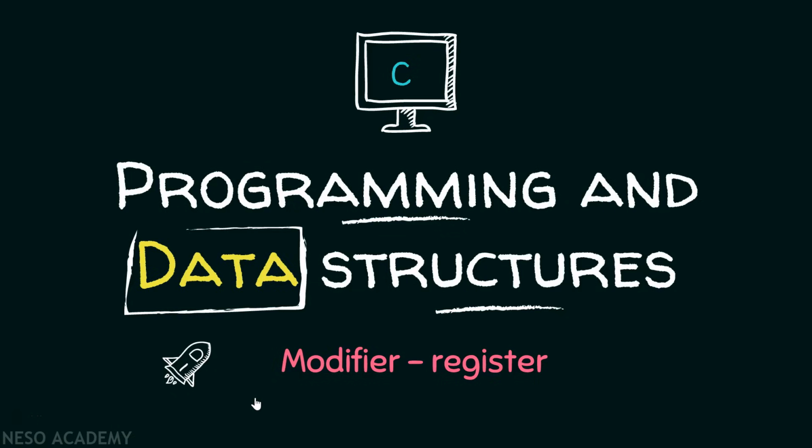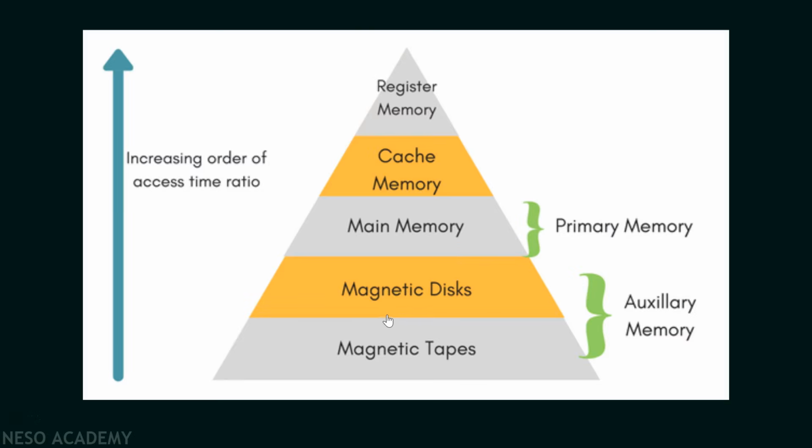Today we are going to have a discussion on the register modifier. Here you can see I have mentioned a memory hierarchy in which the topmost is the register memory, then we have the cache memory, then the main memory, then magnetic disks, and finally magnetic tapes. These last two are called auxiliary memories, or secondary memories.